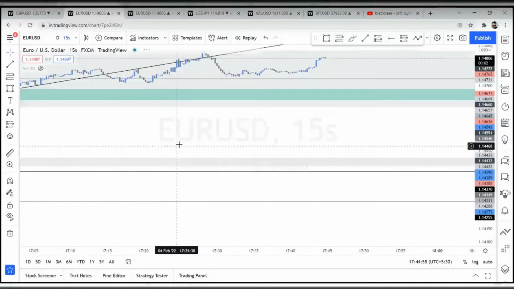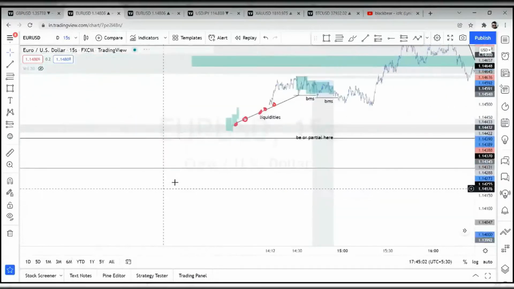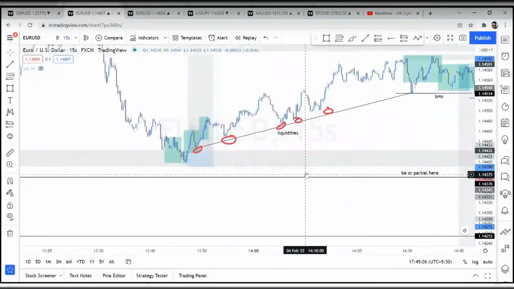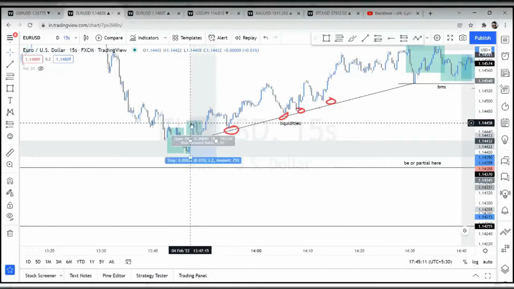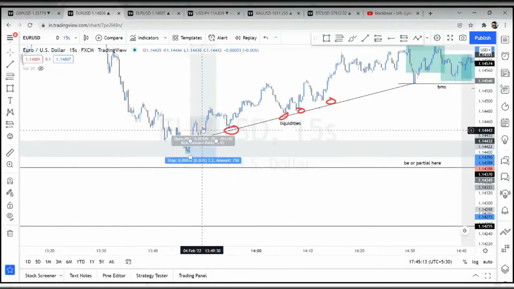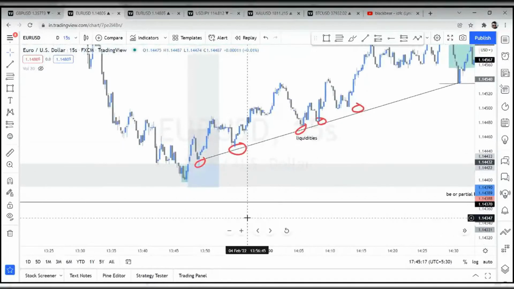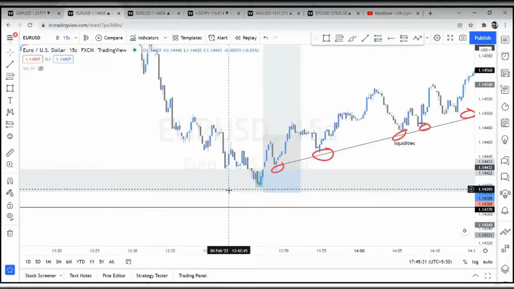Let's move down to 15 seconds again. All right, so here, let me just remove these things. Those boxes are my entry criteria. So what happened to this area? Why was I involved here?